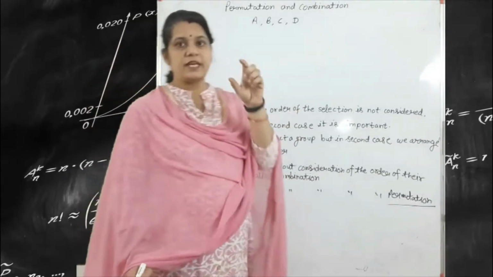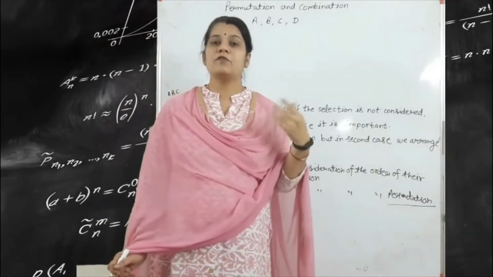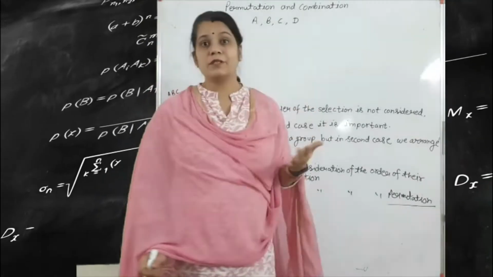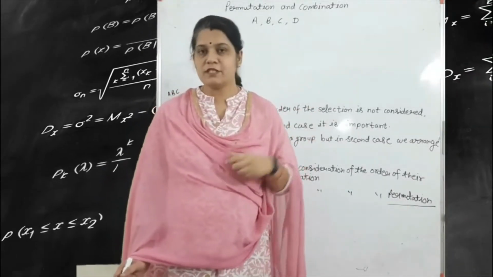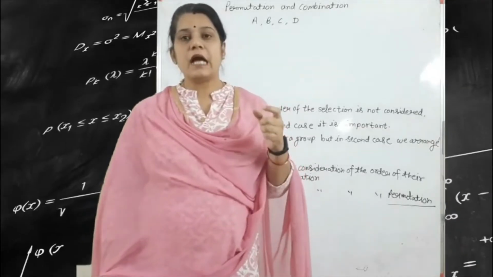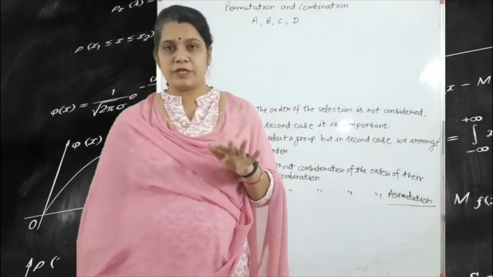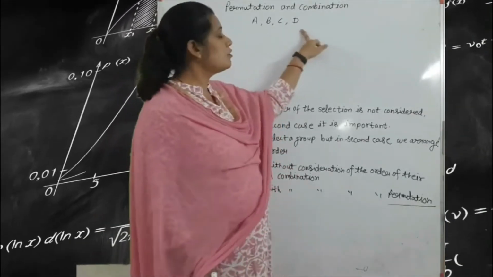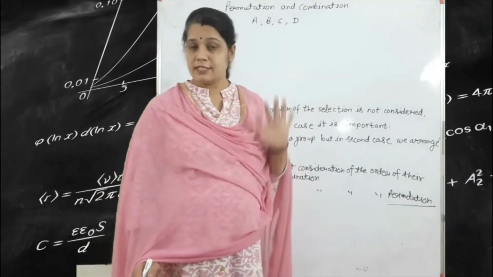So we take one example. With the help of an example, we can easily find out what is the permutation and what is the combination. For example, we selected three students from four brilliant students. Listen carefully.